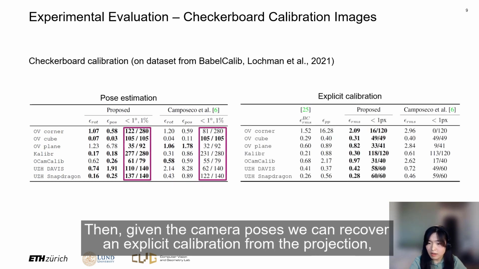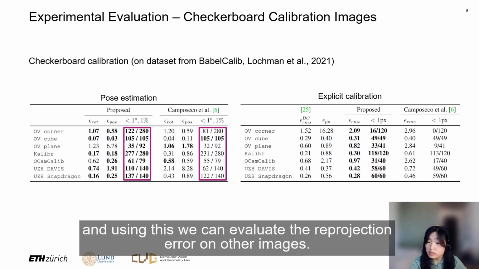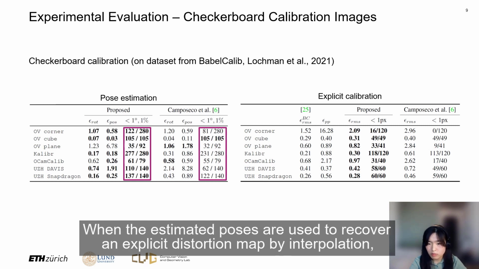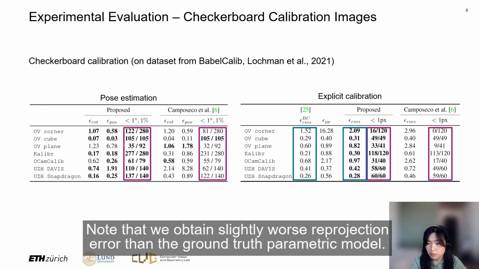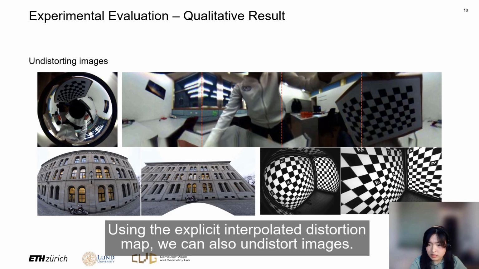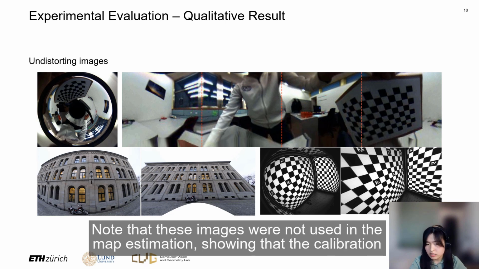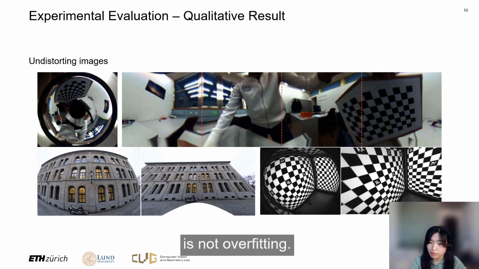Then, given the camera poses, we can recover an explicit calibration from the projection, and using this, we can evaluate the reprojection error on other images. When the estimated poses are used to recover an explicit distortion mapping by interpolation, we can see that we improve over the previous method. Note that we obtain slightly worse reprojection error than the ground truth parametric model. Using the explicit interpolated distortion mapping, we can also undistort images. Note that these images were not used in the mapping estimation, showing that the calibration is not overfitting.